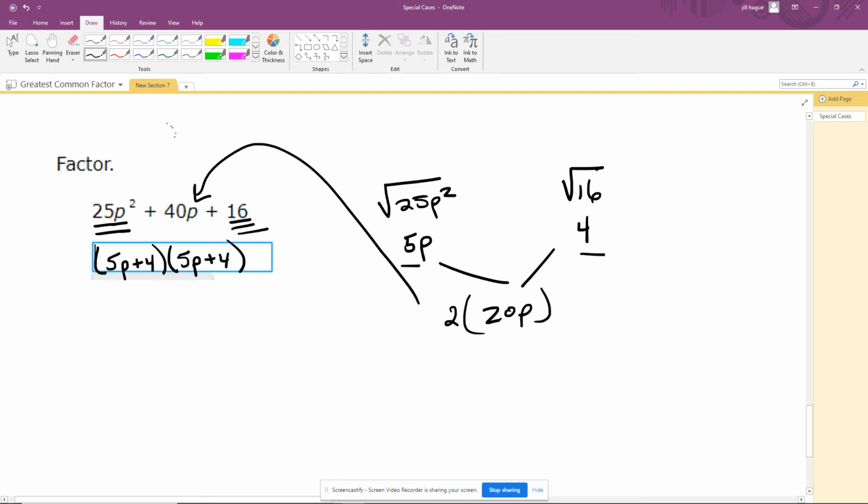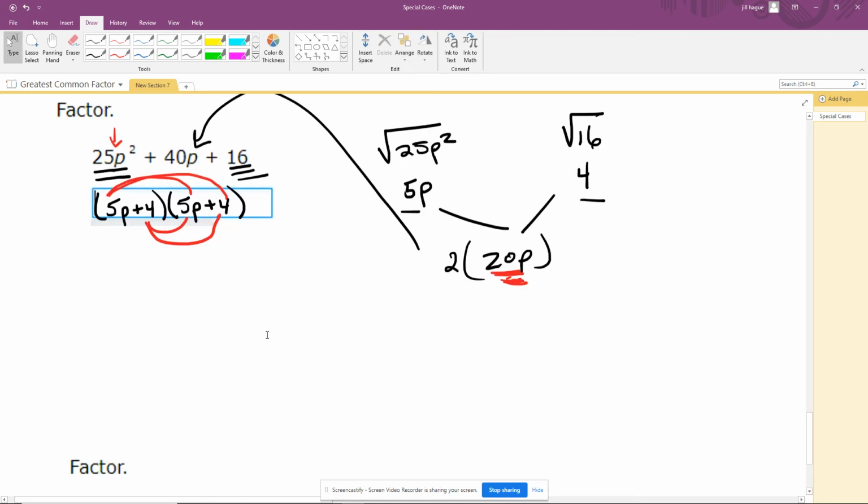And remember, we talked about checking it. I'm going to check it in red. 5 times 5 is 25p squared. 5p times 4, that's one of the 20p's over here. 4 times 5, there's the other 20p over there. That's why we double it, to make sure. Add them and I get the 40. And 4 times 4 is 16, which is the last number. And you're done.